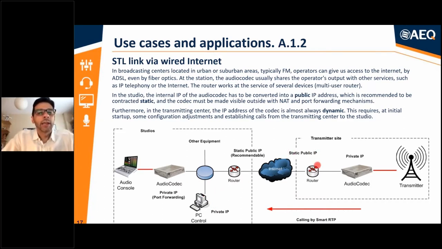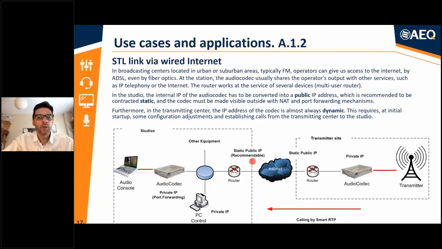But as I explained before, if you remember, if we use RTP without smart RTP, we will need to call from one side to the other and also the other way around. So sometimes the public IP address of the transmitter side is not fixed or is not known or whatever. So this wouldn't be valid. But if you use a smart RTP option, you can always make the call from the transmitter side to the studio, because the public IP of the studio is usually fixed, and this is something you should recommend to your customer or to your IT manager. The public IP address of the studio should be fixed.